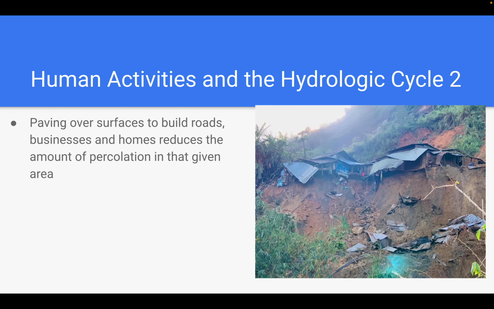Another impact is paving over surfaces to build roads, businesses, and homes, which reduces the amount of percolation in that given area. So when we put pavement down for our houses, building the foundation, for our driveways, for all the roads and parking lots that exist, this is going to increase runoff and evaporation, meaning that more water is then cycled back into the atmosphere, and there's more water and moisture in the air. Higher humidity means harder summers, especially where we live on Long Island, the humidity is going to increase.